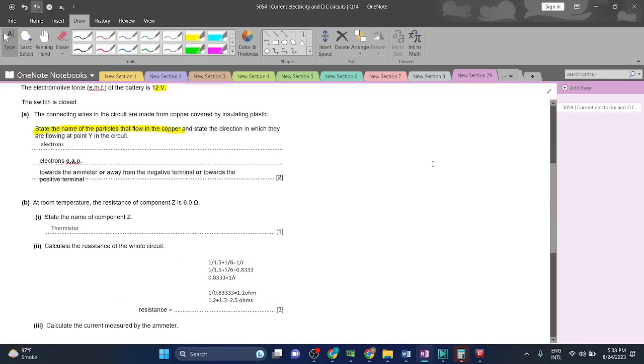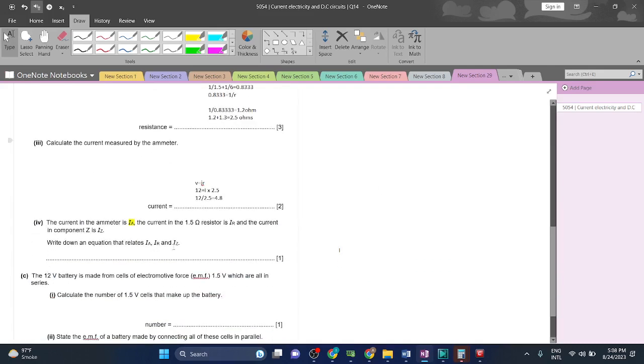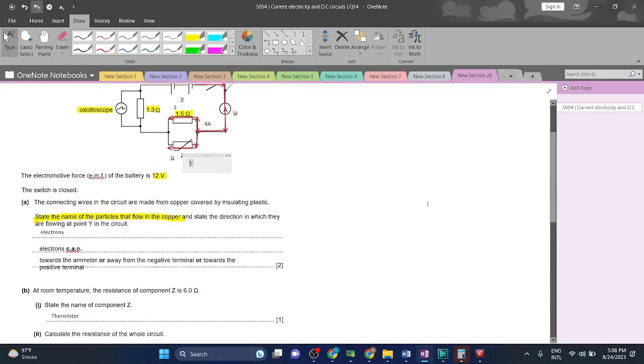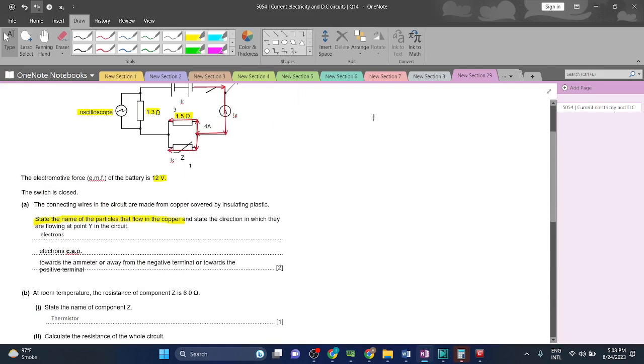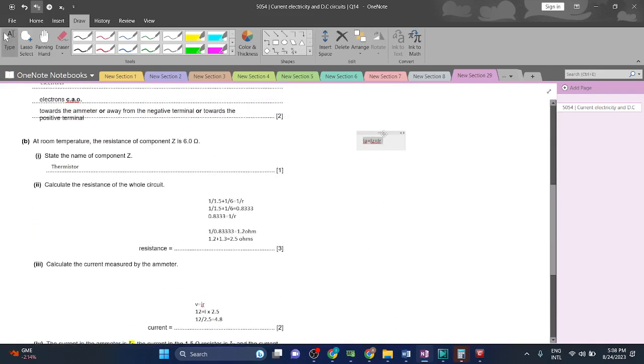Okay? So they are saying, write down an equation that relates IR and IZ. So IA is the total current. IA is the total current, and IR and IZ are the currents that divided from the total current. Meaning IZ plus IR will be equal to IA. Okay? So this will be the relationship between them.